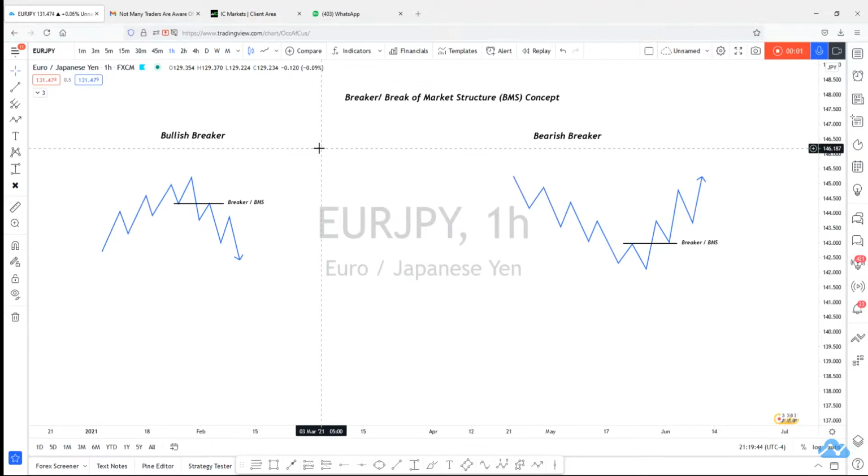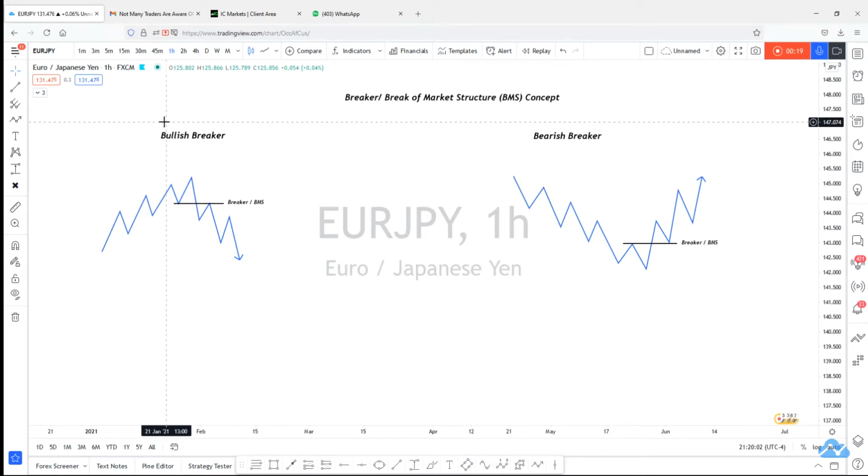Good day, traders. Now I want to introduce you to the concept of VECA, or what we call the Wake Up Market Structure concept. We'll be talking about the bullish breaker and the bearish breaker. I'll explain both in the bullish environment and also in the bearish environment.